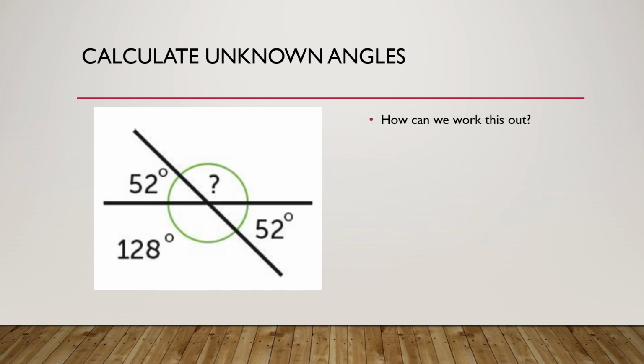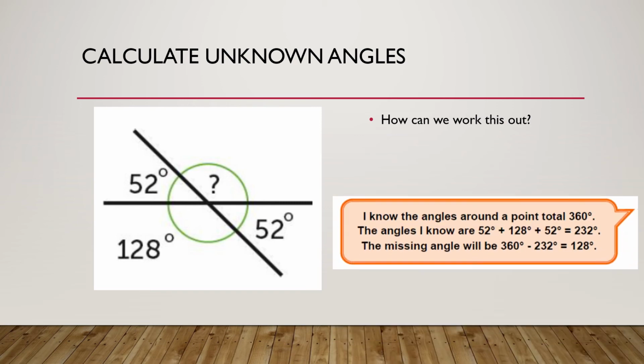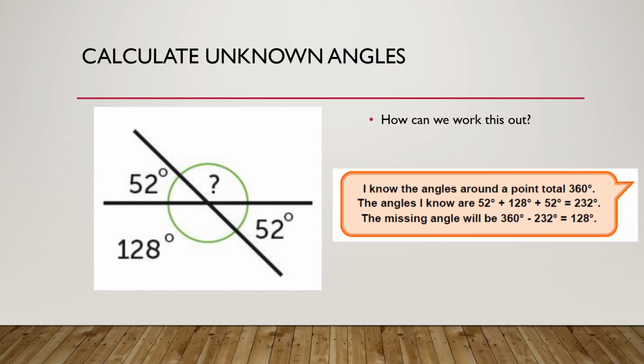Well, in this case, we want to add up all the things. We know that the angles around the point total 360 degrees, and we know that there's 2 lots of 52 here and 128. If we add them all together, we get 232. Then we just take them all away to find what we're left with. 360 take away 232 is 128.